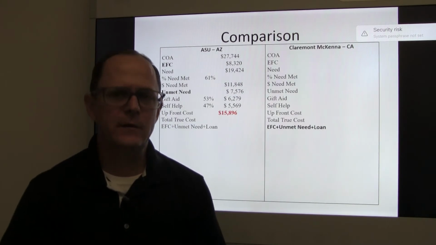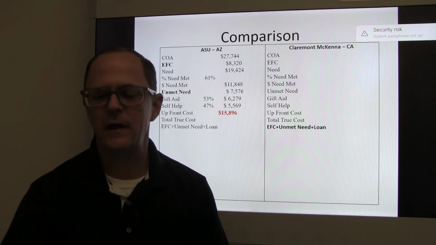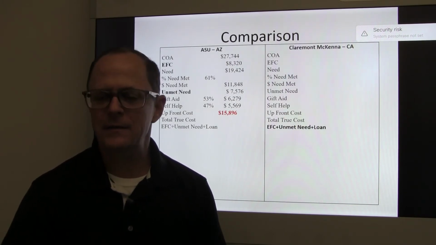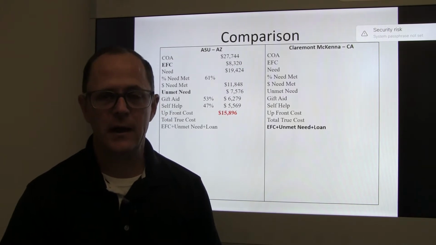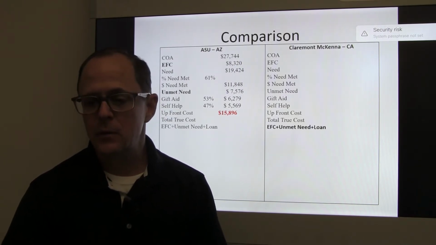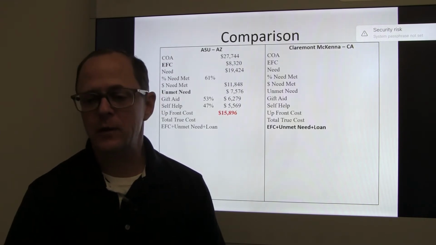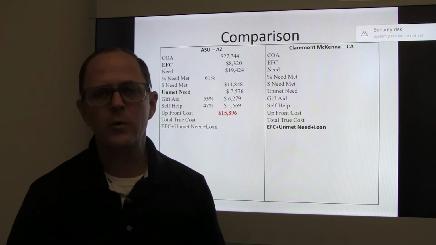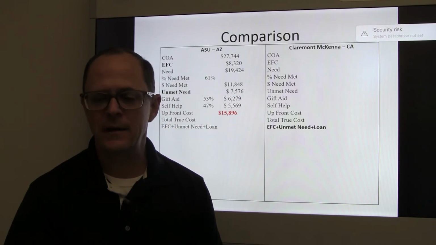And the historical giving pattern at ASU is that they're going to meet 61%. So of the $19,000, 61% of that is $11,848. Now, of that $11,848 that they're going to actually give us, what's the split on that for gift aid versus self-help? And it's almost 50-50. It's 53% in gift aid and 47% in self-help.